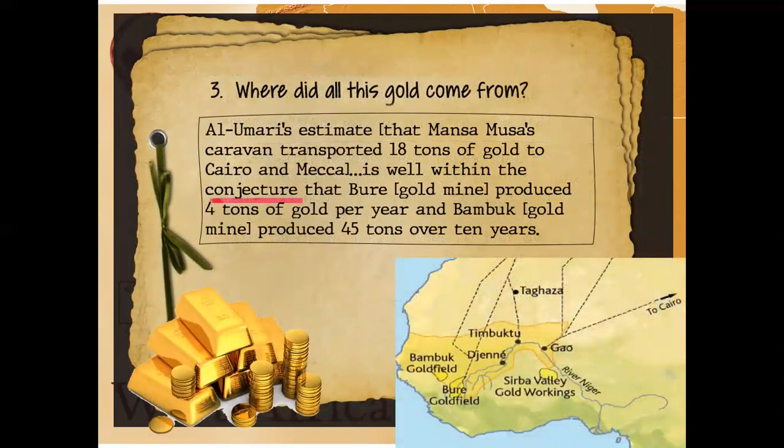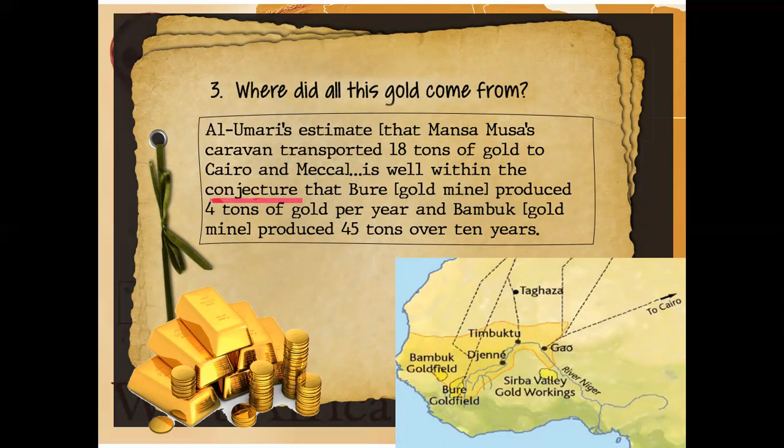So finally, this brings us to our third question for investigation. Where did all of this gold come from? Here we have another source from Al-Umari. Al-Umari's estimate that the Mansa Musa's caravan transported 18 tons of gold to Cairo and Mecca is well within the conjecture that Bure gold mine produced 4 tons of gold per year, and Bambouk gold mine produced 45 tons over 10 years.